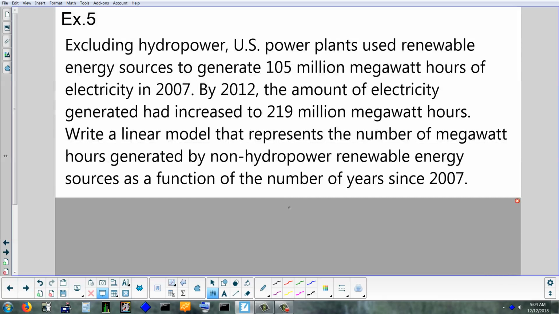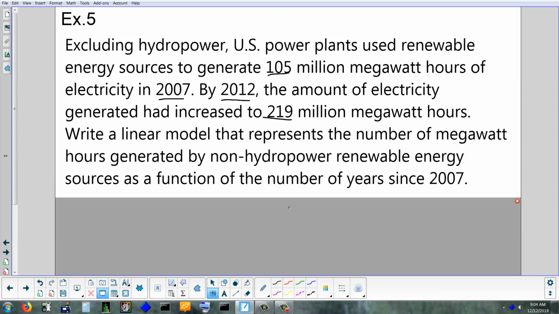It says, all right, excluding hydropower, U.S. power plants used renewable energy resources to generate 105 million megawatt hours of electricity. That's a lot. It said that was in 2007. It says by 2012, they had generated 219 million megawatt hours. So I'm seeing some numbers here, like this 105, 219, then a couple years in there. Those numbers are probably going to be important.